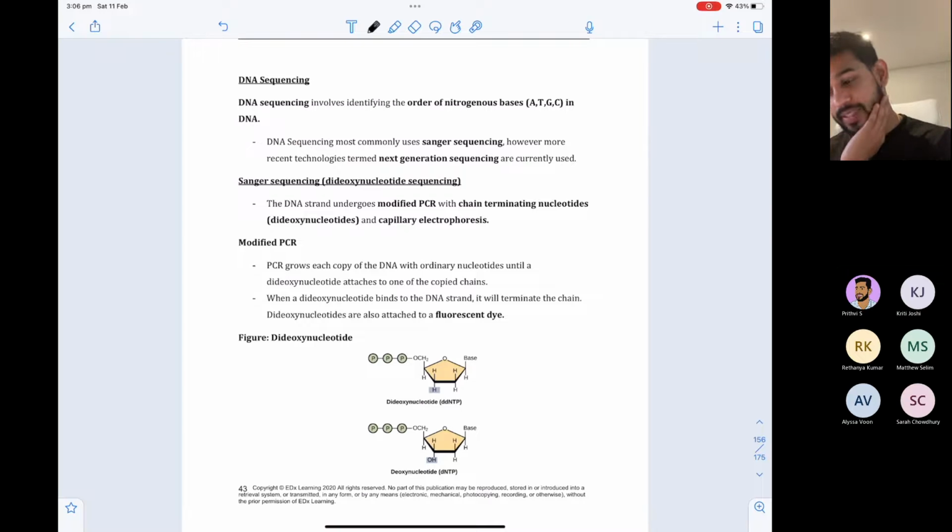So coming to this piece of information, the method for DNA sequencing is a modified method of profiling. So going to Rathania, what are the 2 steps in DNA profiling?